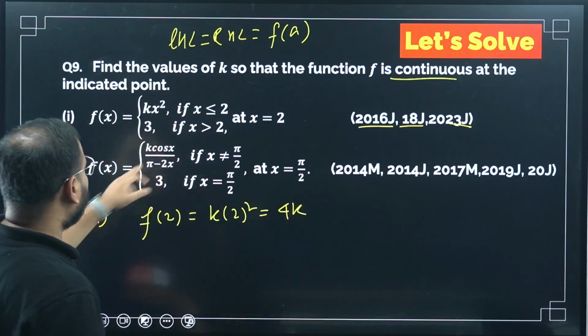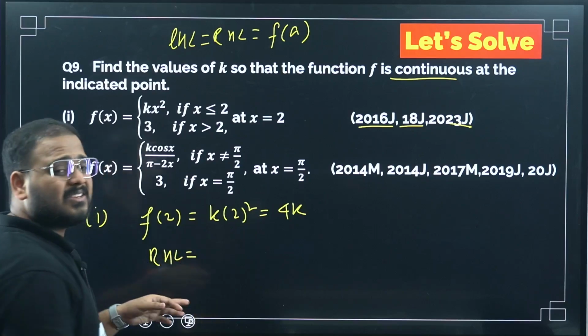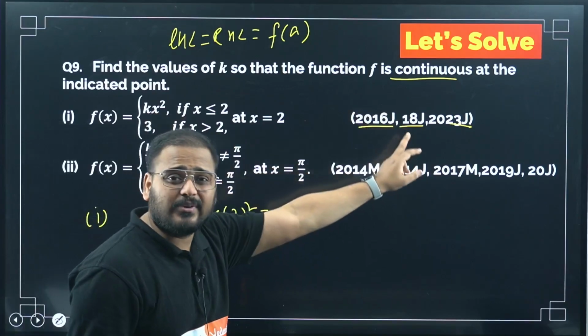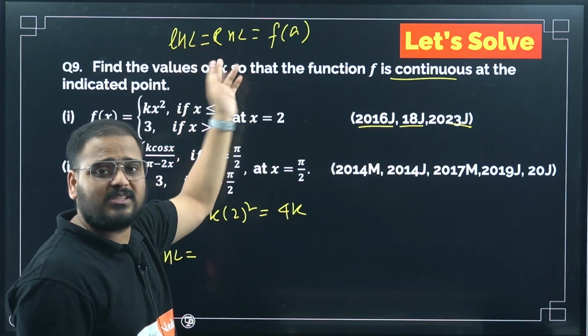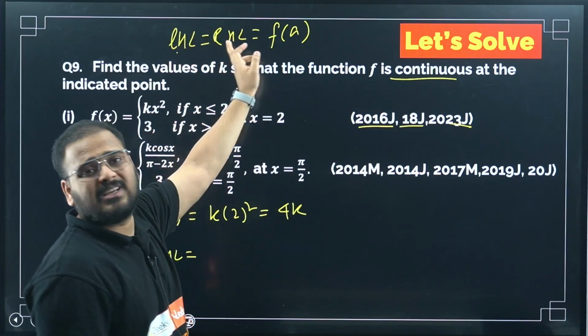What about RHL? Sir, why not LHL? Because they're saying that it's continuous. So both are actually equal. It's given it is equal. So I don't have to find both the values. I can find only one value. I can find RHL also.